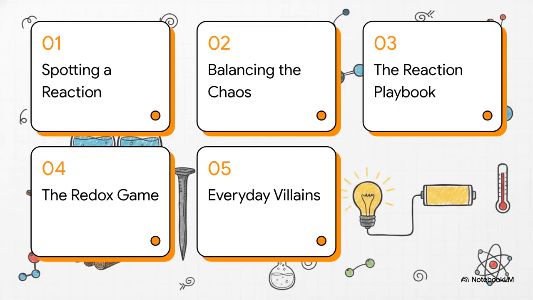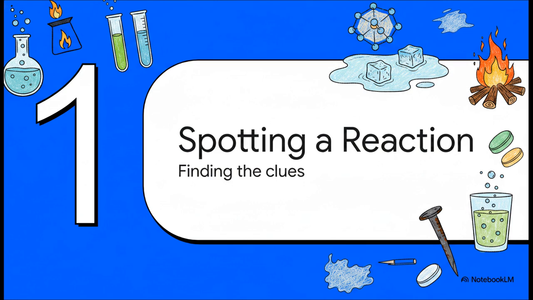So here's our roadmap for this rapid revision. 1. Spotting a reaction. 2. Balancing the chaos. 3. The reaction playbook. 4. The redox game. And finally 5. Everyday chemical villains. Let's get right into it. Starting off with Section 1, Spotting a Chemical Reaction.